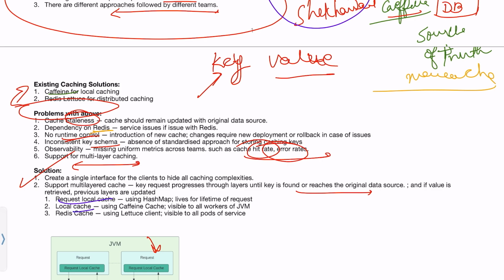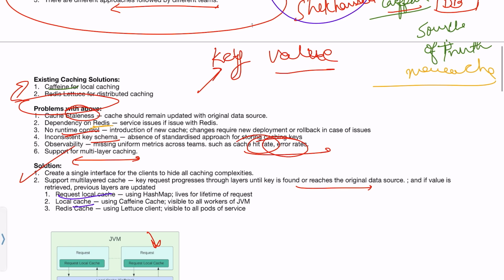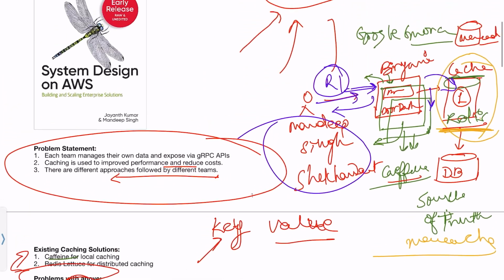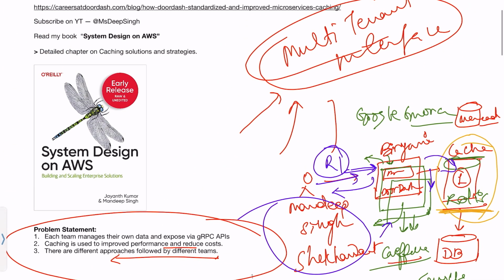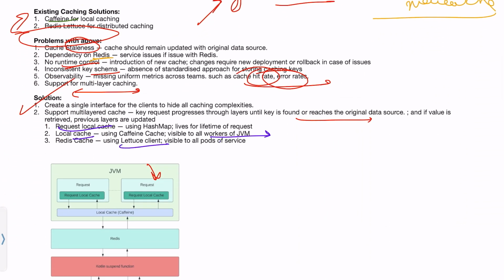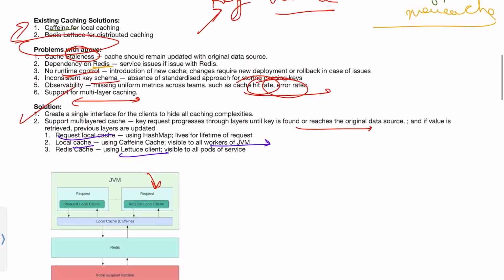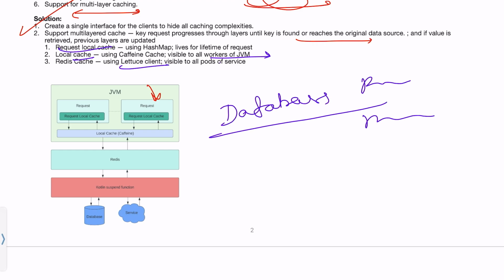Another cache is your local cache. Local cache is your Caffeine implementation, which is specific to your pod, where your application is running. All the threads of the JVM running on a single pod can access this data. What is the cache which is accessible to all these pods? That is your distributed caching solution. For that we are using the Lettuce client, and you have your Redis implementation. These are the different layers, and if you do not find the data in these 3 layers, then you finally go to your source of truth, which is your persistent database, let's say Postgres or DynamoDB, something of that sort.